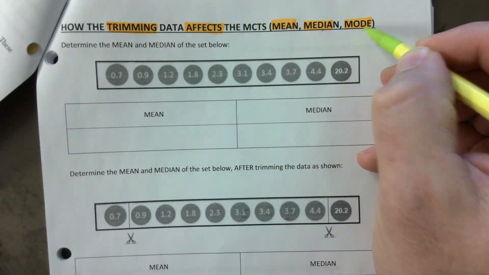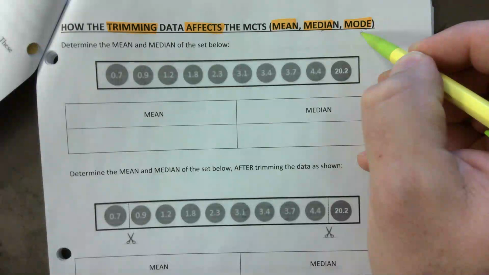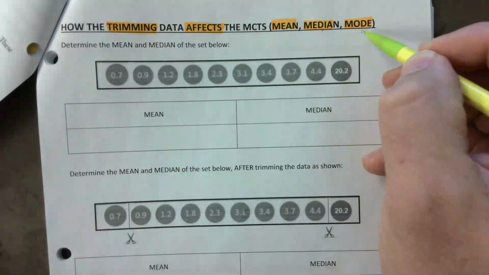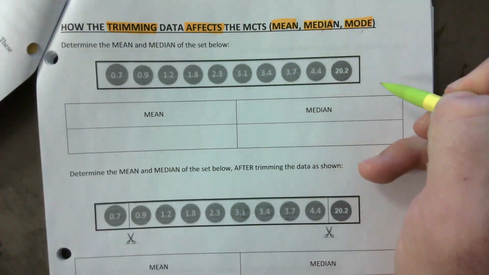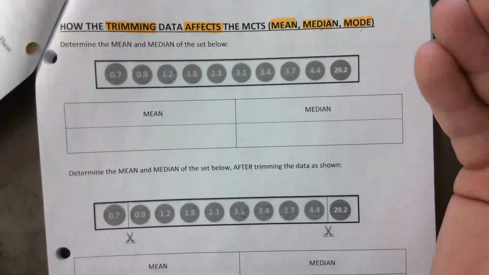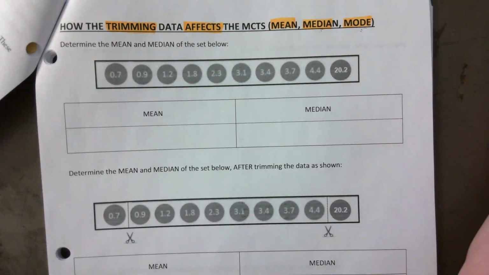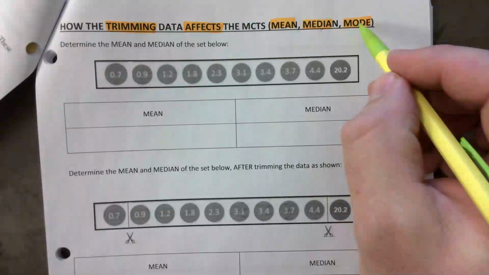The only time the mode would change is if, when you trim, let's say your mode is at the end, on one of the upper or the lower ends, and you trim that away, it may change the mode in your set. You just have to do it by observation.